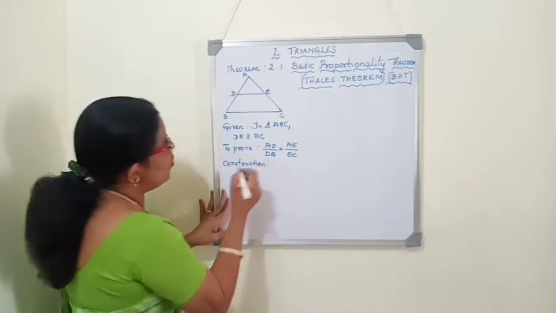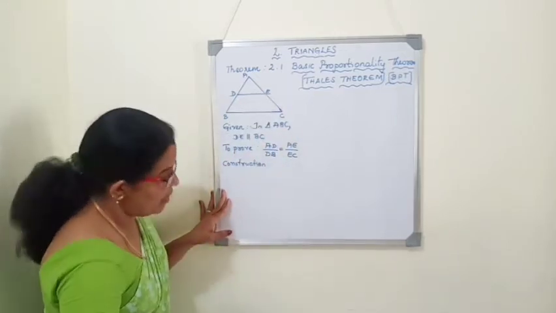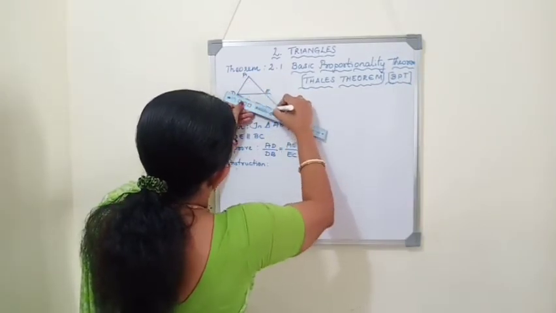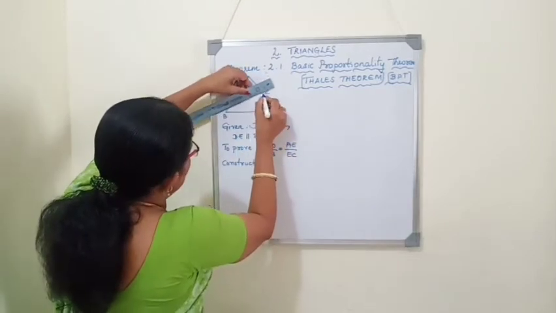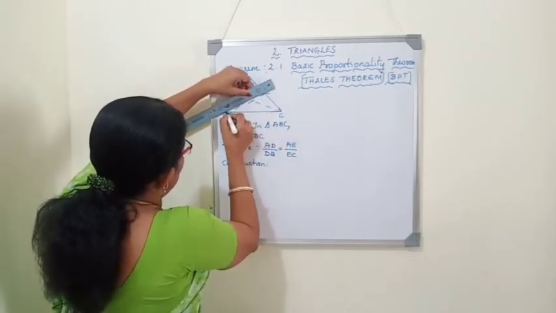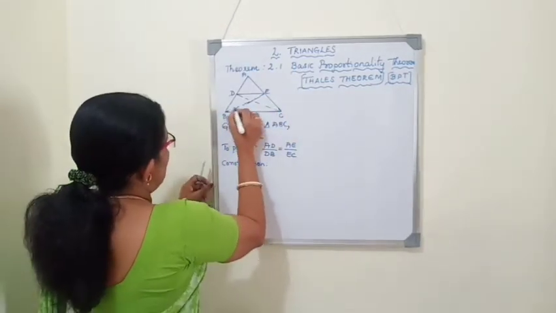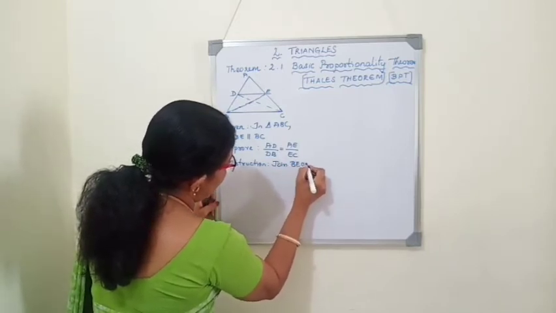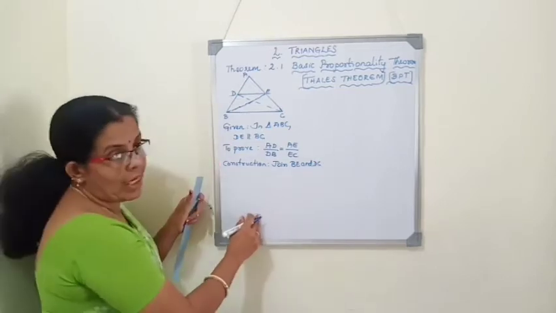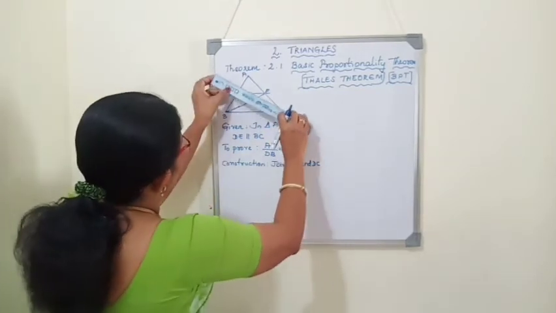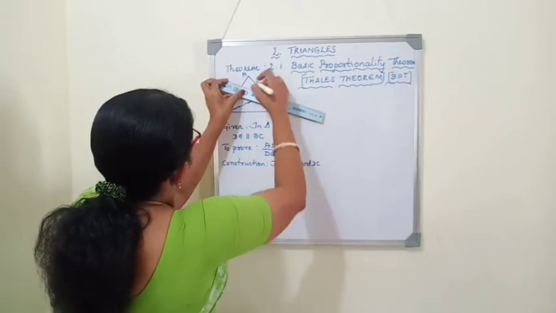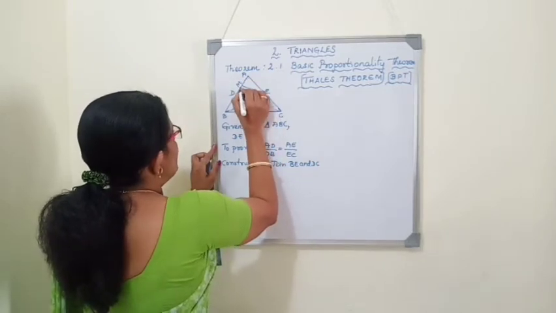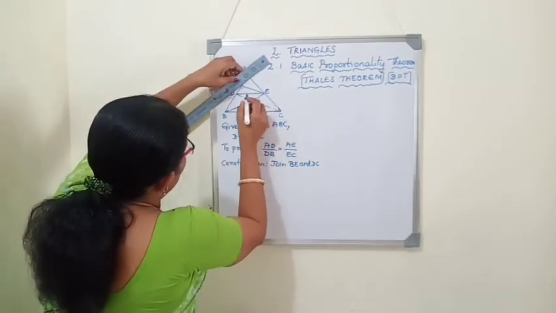The construction, first one: join BE and DC. Join BE and DC. And one more construction is there. Draw EM perpendicular to AB, here one letter M, and DN perpendicular to AC.